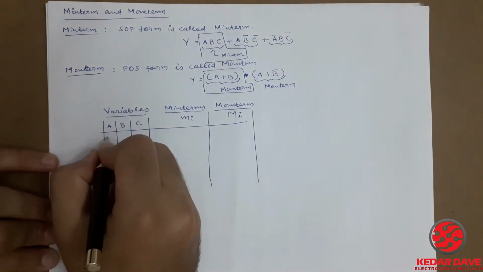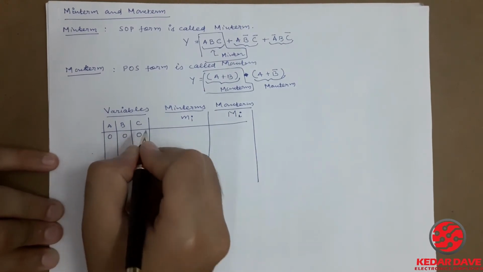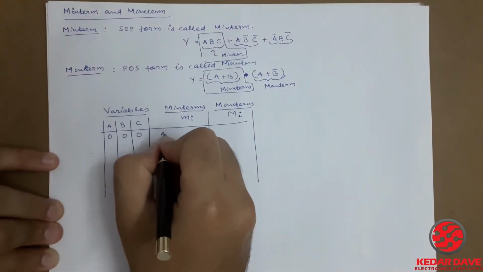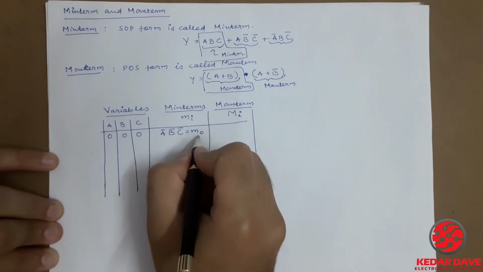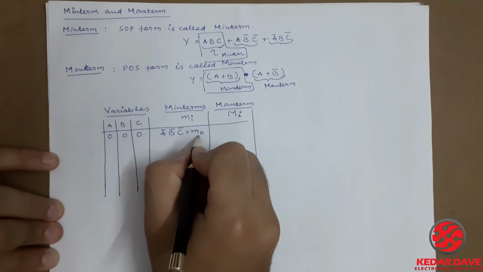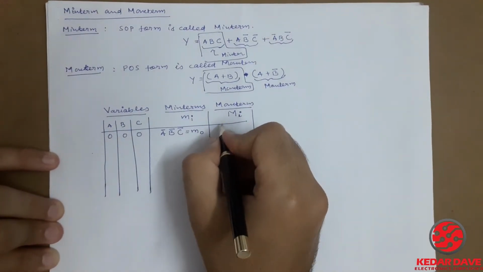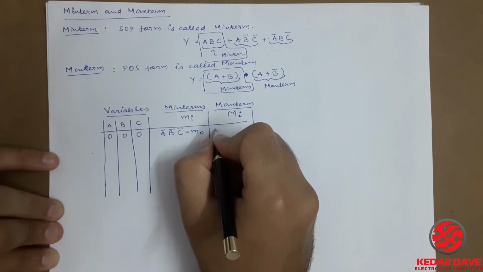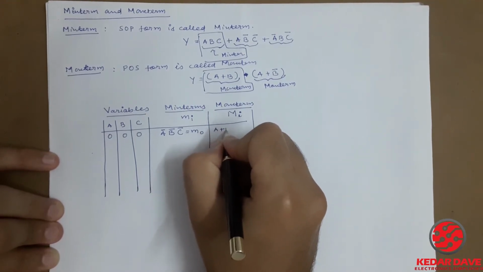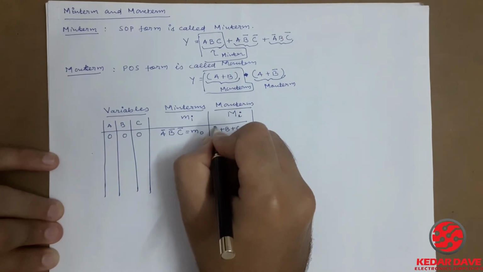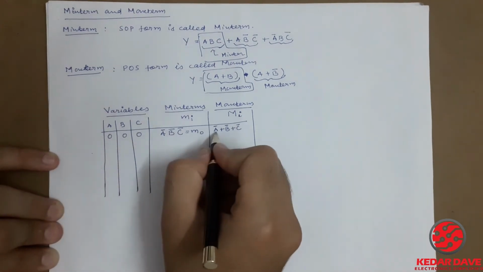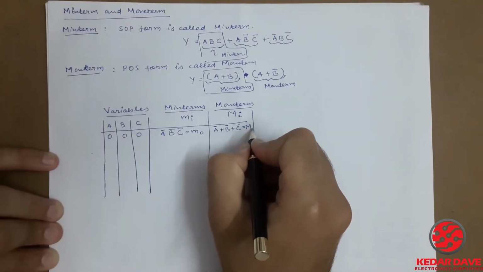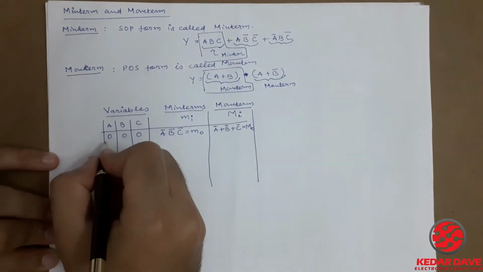So first of all, if we take all the three variables as 0, then it can be represented as a bar, b bar and c bar is equals to m0. This first term is called as the 0th term. Or if we want to write the maxterm for this particular, then a plus b plus c is equals to M0. So this way it can be represented.